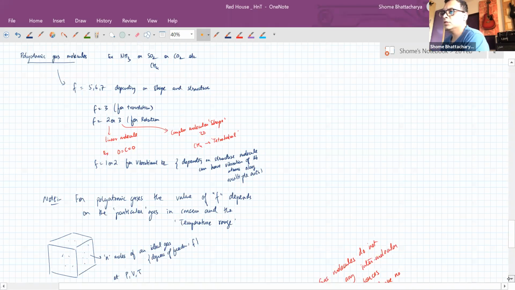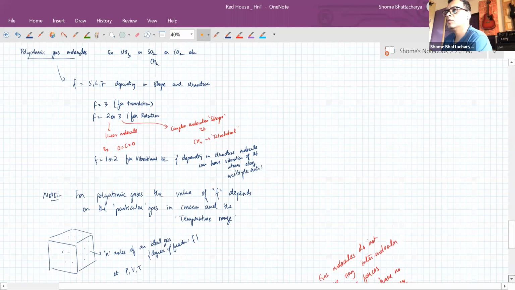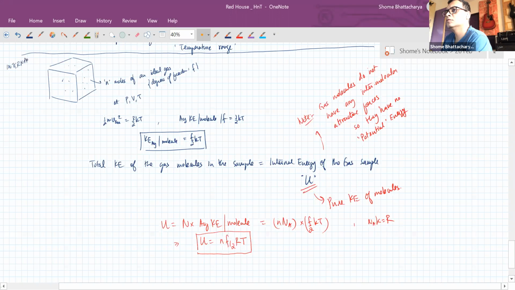Okay, so now let's come to this part below. Internal energy of a gas sample, that is explained over here with the formula. And keep in mind that the standard values are that F is equal to 3 for a monoatomic gas and F is equal to 5 for a diatomic gas.